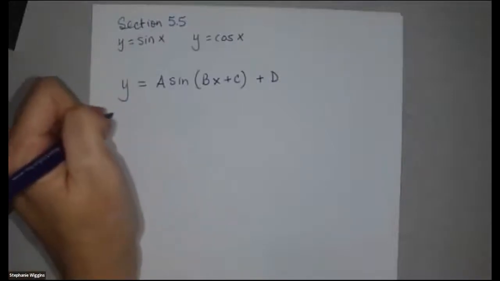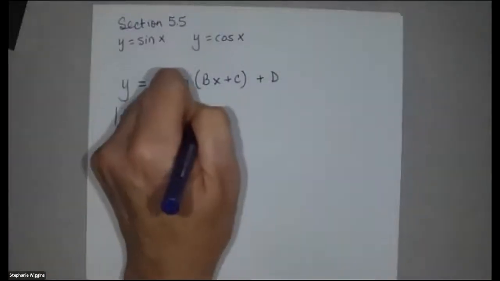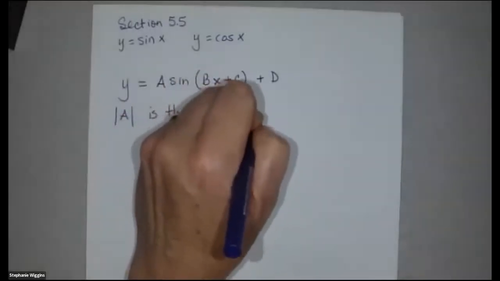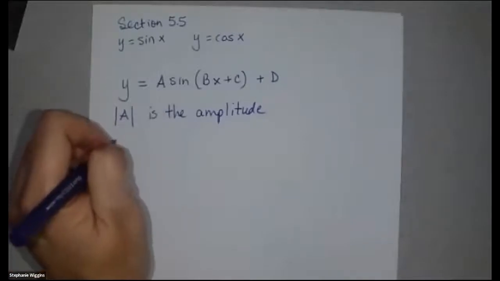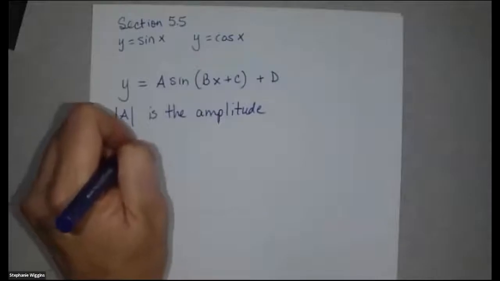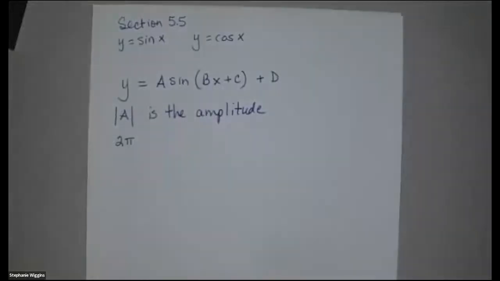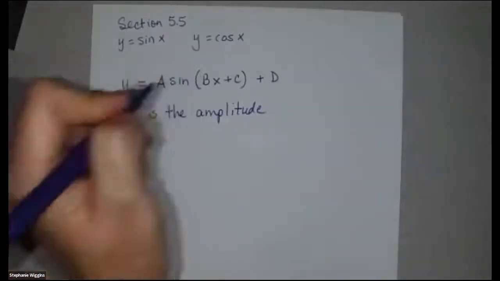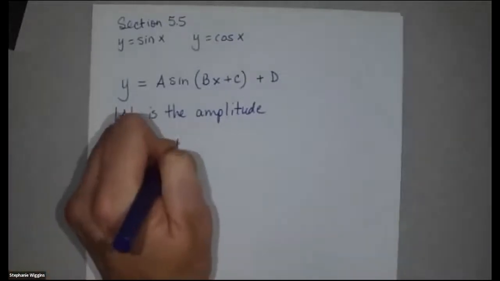The A is the amplitude, and actually the absolute value of A, I should say, is the amplitude. I talked about that a little bit. Your period for sine is 2 pi, but when you multiply by a constant like 2 in front of the x, like we did earlier, we have to divide. It shortened my period because I went through 2 cycles in the same amount of a period as regular sine. In other words, the period is 2 pi over B. That is called the period.